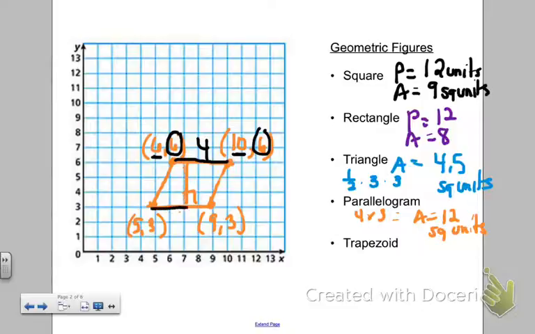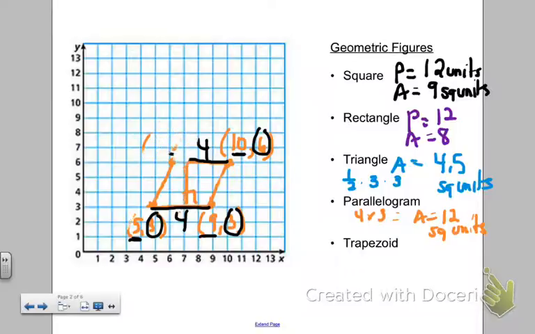Look down here. Here we have our y's being the same, but our x's are the ones that are different. What's the difference between 5 and 9? There's your 4 again. So this time we had some different numbers, but even when we subtracted, we still saw both bases being 4 in length.